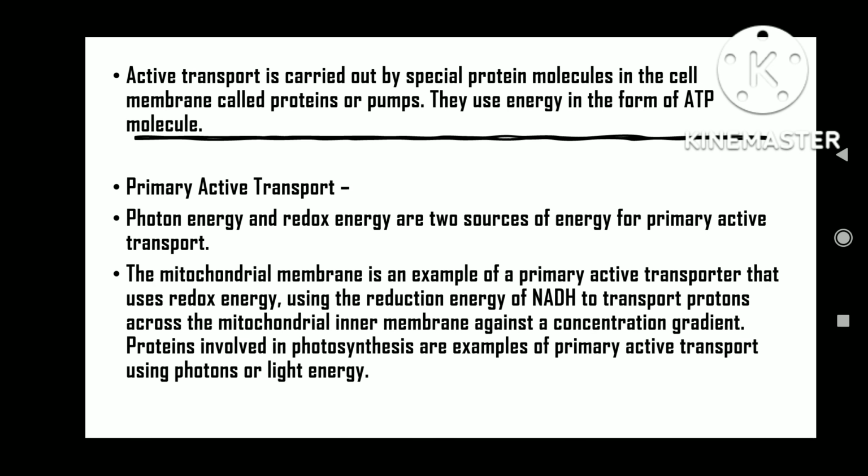Active transport is carried out by special protein molecules in the cell membrane called active transport proteins or pumps. They use energy in the form of ATP molecules.